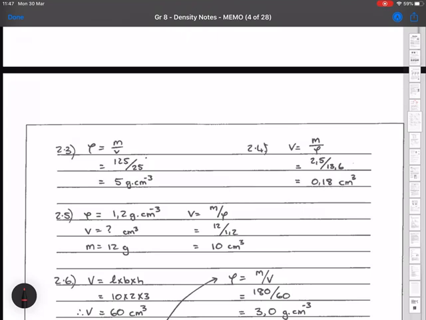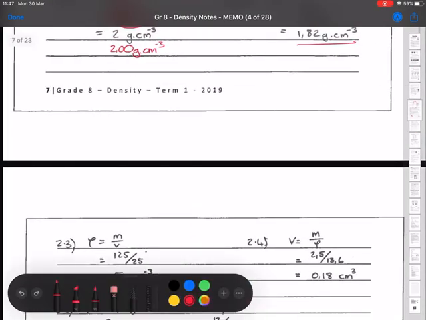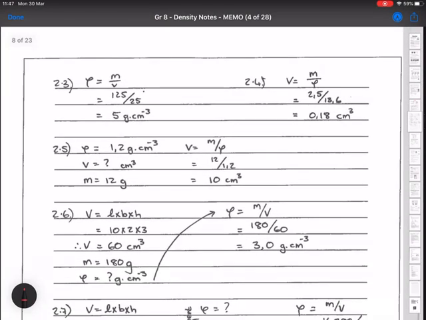The rest shouldn't be too bad. Let's have a look at 2.6. Asked to calculate the density of a block with the following measurements. So they gave us mass of 180. And the measurements of the box were 10 by 2 by 3. So first you have to calculate the volume. Once you've got your volume of 60, then you take that 60 and substitute it in place of your volume in your density formula. So the 180 grams divided by 60 centimeter cubed gives us 3 grams per centimeter cubed.